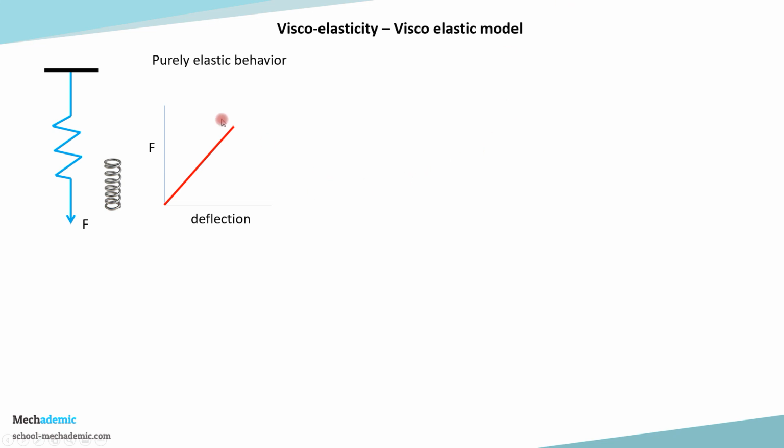So if we take the graph over here of force versus deflection, as the force is applied, the deflection of the spring will occur, and at this point when the force is removed, the deflection of the spring will come back to zero. So this is purely elastic behavior. So this diagram basically denotes the action of that spring.